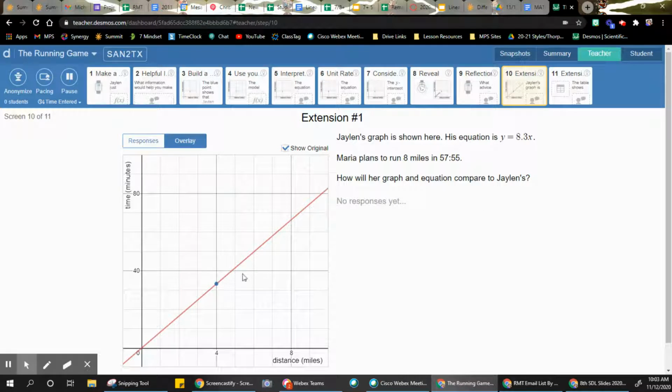Okay, is it going to be above Jalen's? Is it going to be under? Is it going to be steep? You tell me. Go ahead and pause and figure it out.